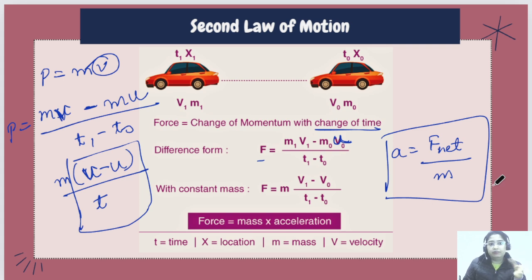So for example, you have one very heavy table, and another, a very lightweight stool. The table's mass is more as compared to the stool. When you apply the same amount of force, suppose 5 newtons in both, the stool will move more quickly because it has less mass, so acceleration will be more. But for the table, you are applying only 5 newtons of force, so the acceleration will be less.